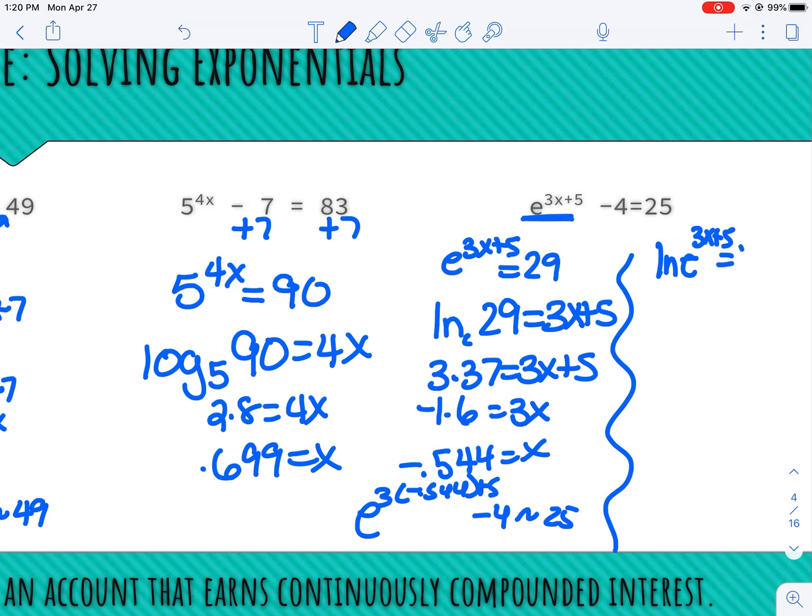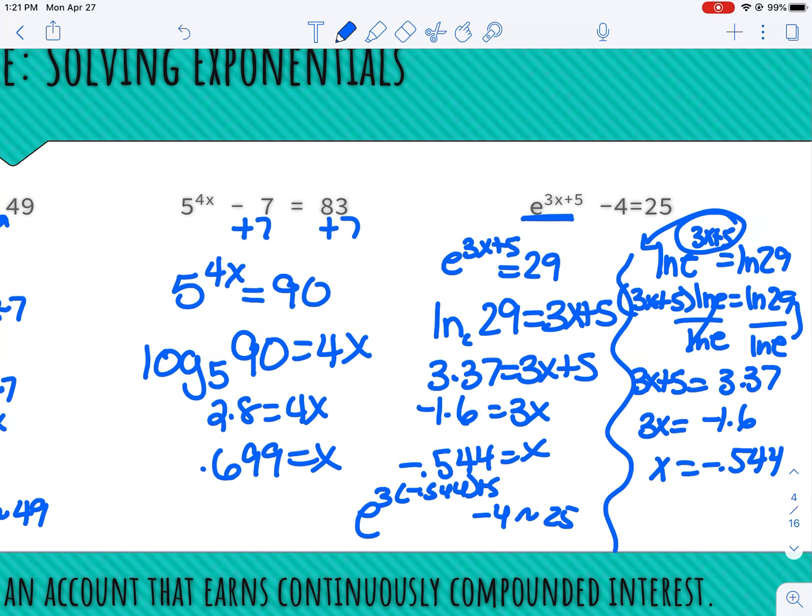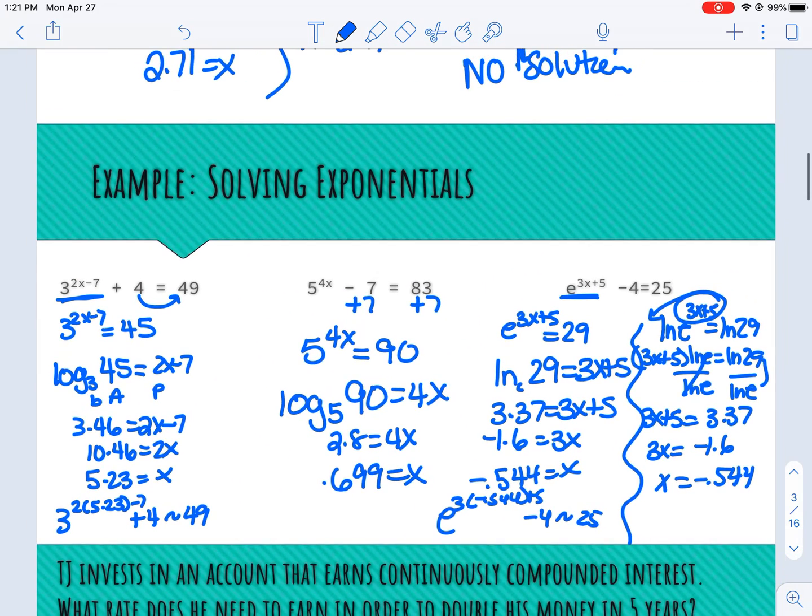If I don't have that calculator and I'm going to try it the other way, we're going to start by logging both sides with ln. The power comes out front. And then we divide over that ln of e. Those cancel. 3x plus 5, if I put in ln of 29 divided by ln of e, I'm still going to get about 3.37. And then from there, it's the same. Negative 1.6 when you subtract that, and if you divide by 3, you get negative 0.544. Again, you can check your answers and make sure you're doing them correctly.